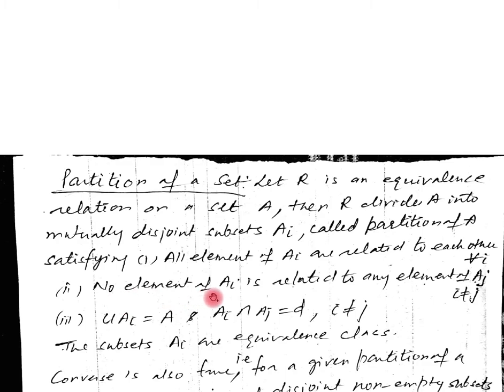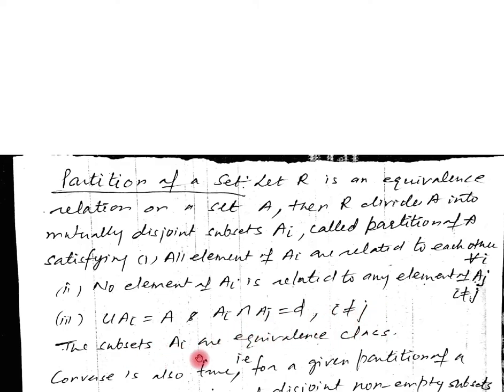No element of Ai is related to any element of Aj. These are the signs for the equivalence class of i and the equivalence class of j. No element of Ai is related to any element of Aj if i is not equal to j. And the union of Ai is equal to A. And Ai intersection Aj equals phi, i is not equal to j. The subsets Ai are what?